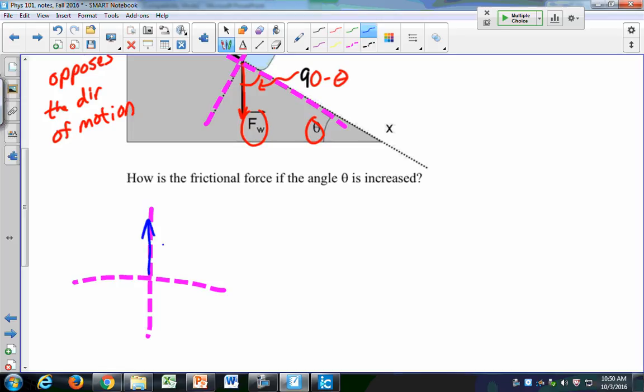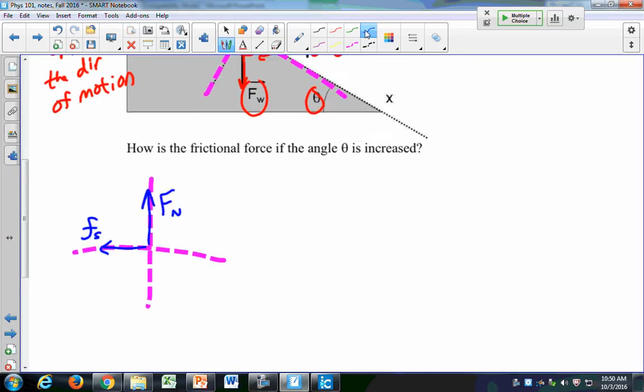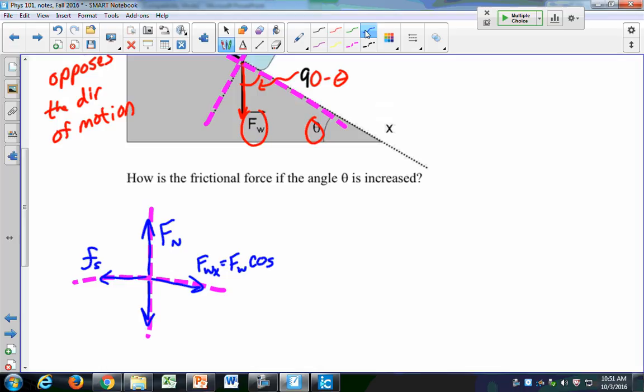I have my normal force here, my static frictional force here, Fs, and then the only other force that I have is the weight. But I'm going to resolve it into its x and y components. So this will be FWX, that is FW cosine of 90 minus theta, whatever theta is. On your problems on the test, you'll have some number, so you'll just put in that number. And then over here, I have FWY equal to FW sine of 90 minus theta.